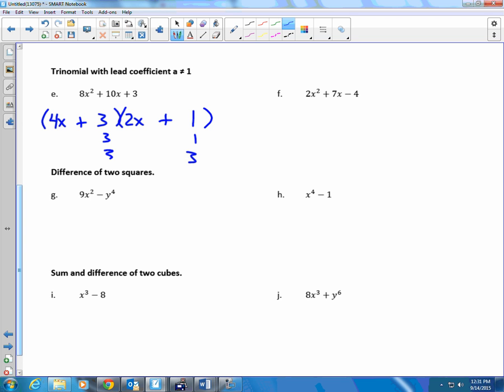So if we have letter F, that's a different scenario where we're going to teach you the AC method. I do the AC method different than Miss Nelson. Why? She's smarter than I am. I can't keep up with her mathematics. So here's how I do it.